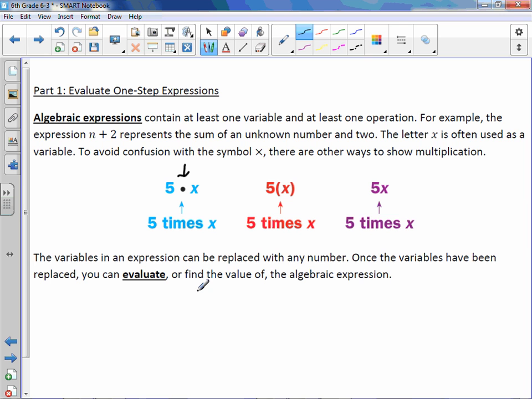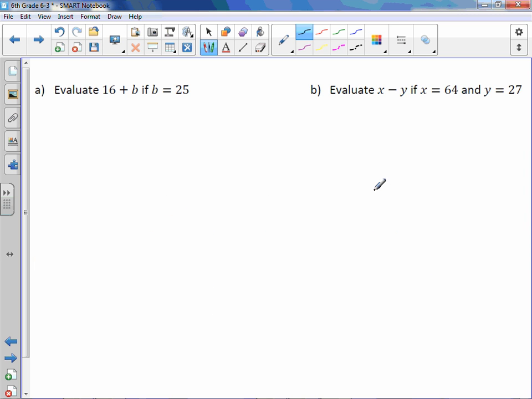The variables in an expression can be replaced with any number. Once the variables have been replaced, you can evaluate, or find the value of, the algebraic expression. So evaluate 16 plus b if b equals 25. All we're going to do is take our b value of 25 and plug it in where b is. So we have 16 plus 25. Add those together, and we get 41.